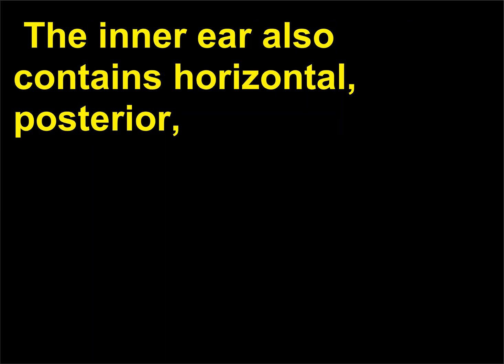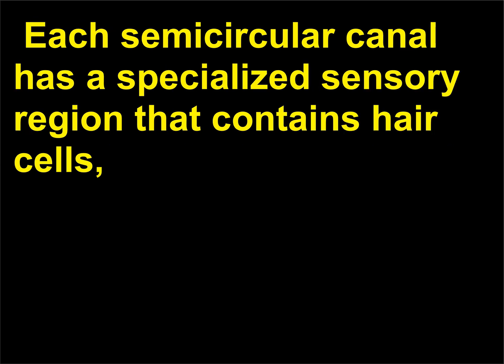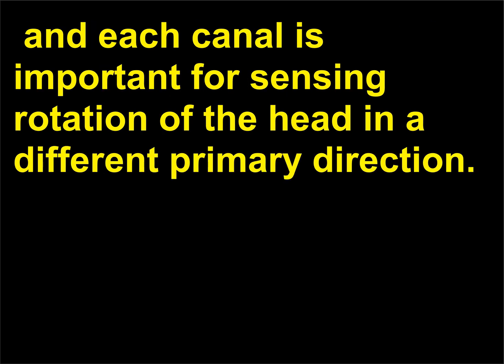The inner ear also contains horizontal, posterior, and anterior semicircular canals, which sense angular motions, acceleration, of the head. Each semicircular canal has a specialized sensory region that contains hair cells. And each canal is important for sensing rotation of the head in a different primary direction.